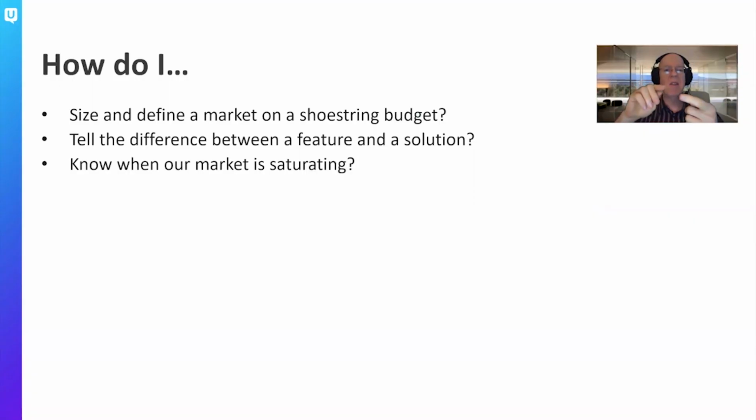So, I'm going to talk to you about ways you can size and define a market on a very low budget. Second, we'll talk about how to tell the difference between a feature and solution. And third, how do you know when your market is saturating?